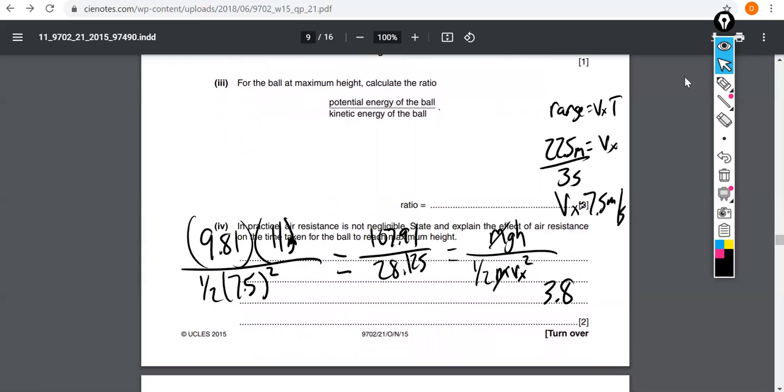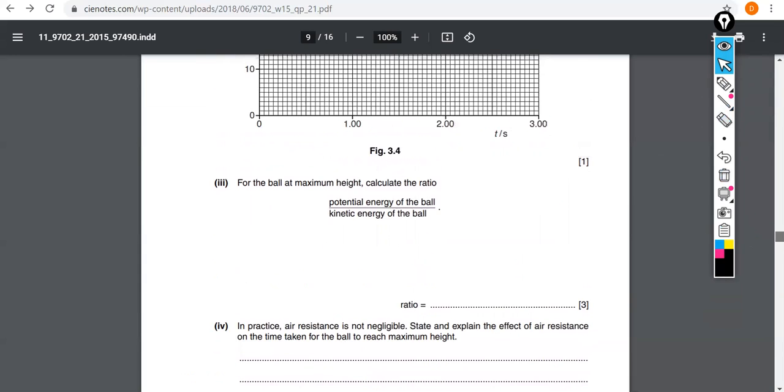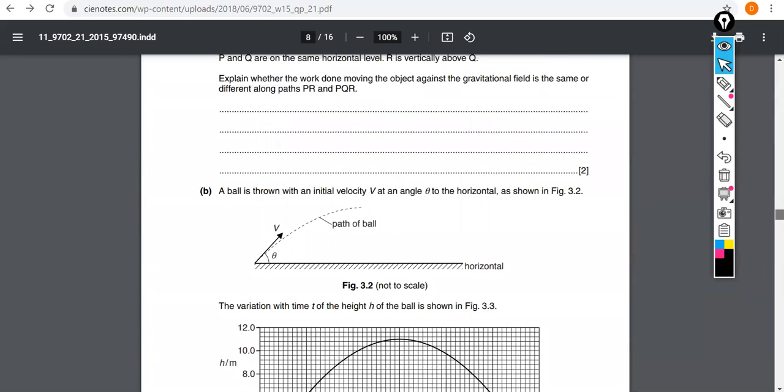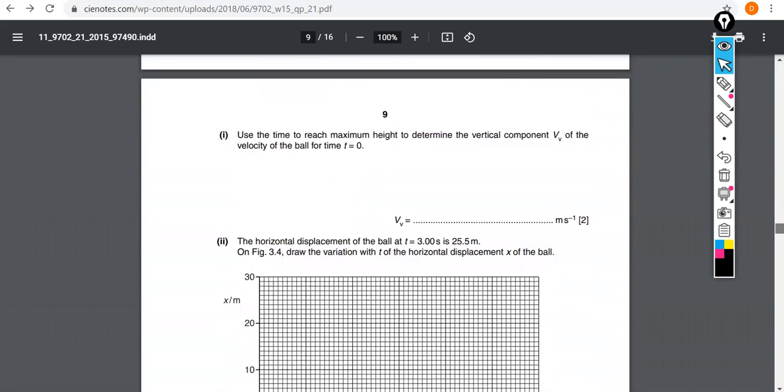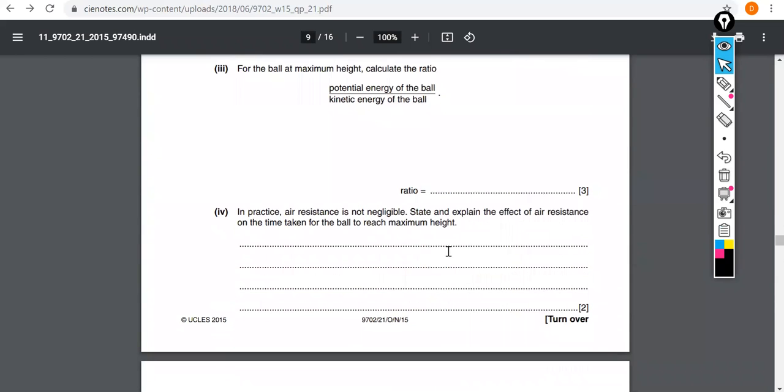Question goes on to read, in practice, air resistance is not negligible. State and explain the effect of air resistance on the time taken for the ball to reach maximum height. So if there is wind resistance to contend with here, then it's going to have to crash into air. There's going to be a force exerted on it. The time taken to reach maximum height, it's going to take it longer to reach maximum height.